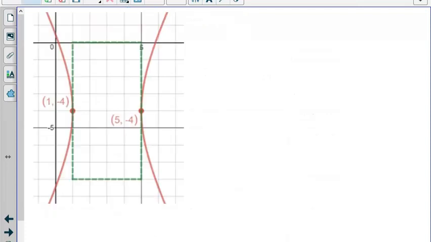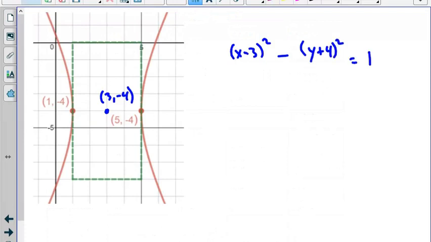Okay, the first thing we will do is we will be given a graph of what appears to be a hyperbola, and we are going to write the equation of it. So it looks pretty clear that the center of this would be at 3, -4. And it appears to open where the x term would be first. So we will have x minus 3 squared minus, and it's going to be a minus because it's a hyperbola, y plus 4 squared equals 1.